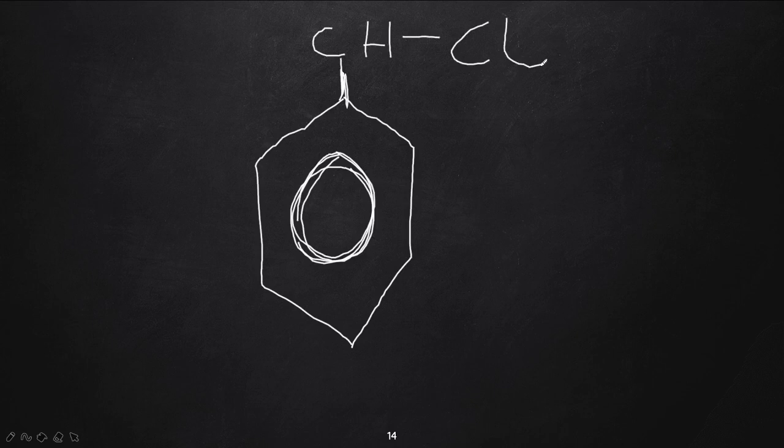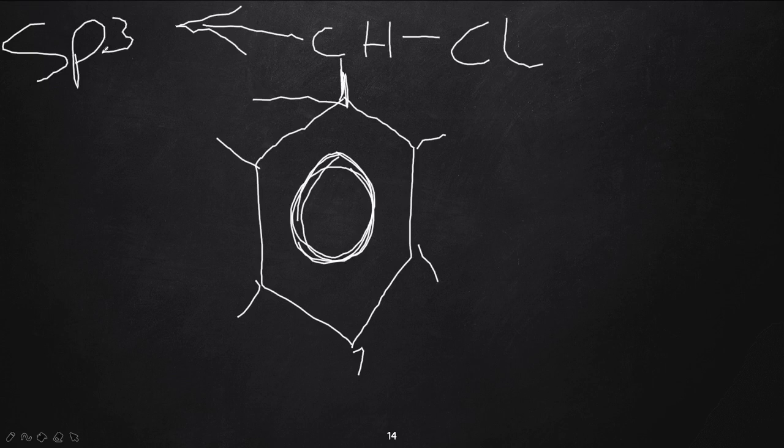Now, every carbon here, this carbon, this carbon, this carbon, this carbon, this carbon, and also this carbon, they are all sp2 hybridized. But this carbon here is not sp2 hybridized. If you look at its structure, there's no double bond anywhere. Instead, it is sp3 hybridized. So this is called a benzyl halide.